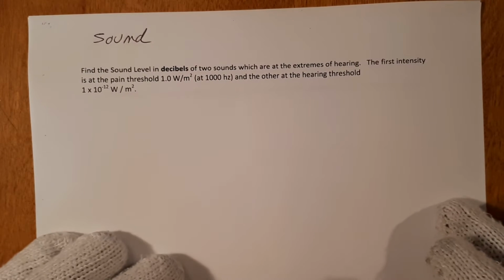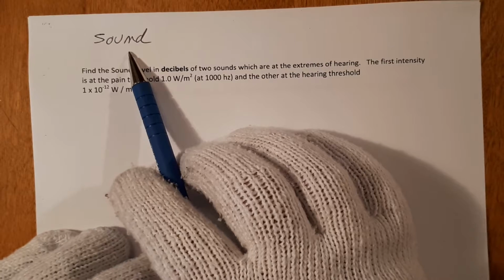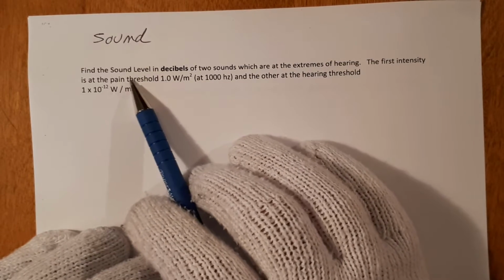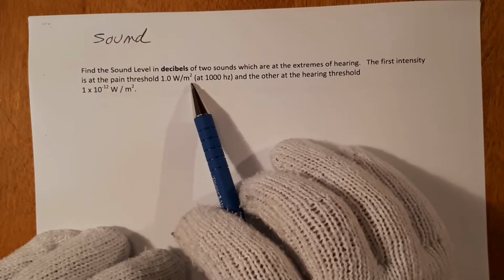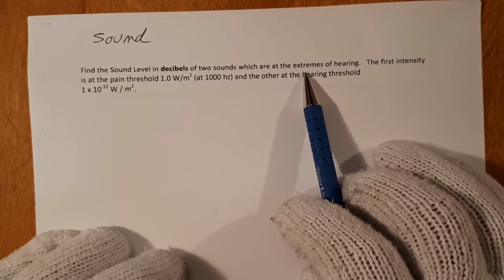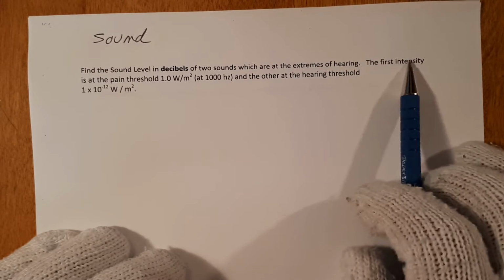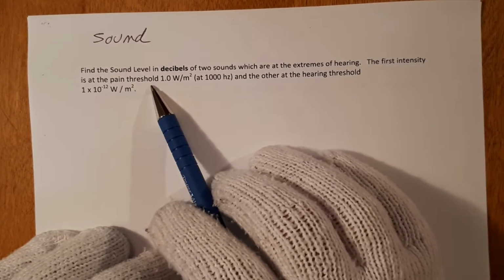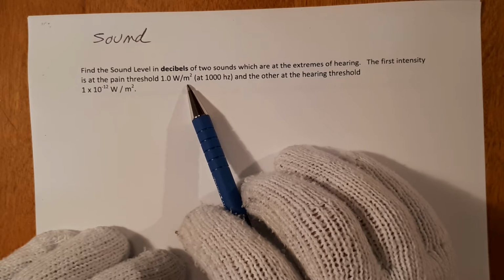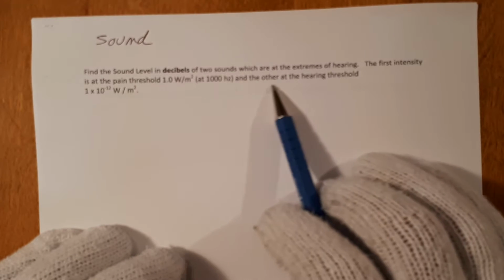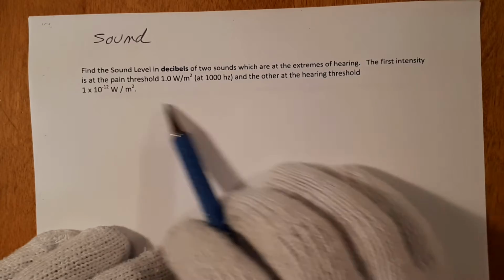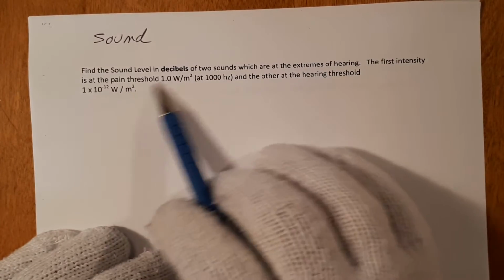Let's have a look at this word problem with respect to sound. Find the sound level in decibels of two sounds which are at the extremes of hearing. The first intensity is at the pain threshold, 1 watt per square meter, at 1000 hertz, and the other is at the hearing threshold. And what does this mean? Well, let's have a look.